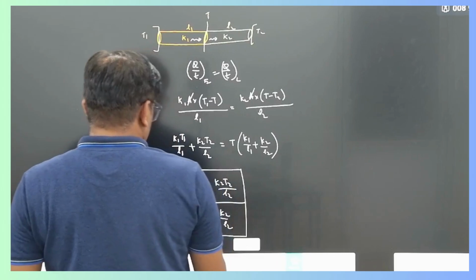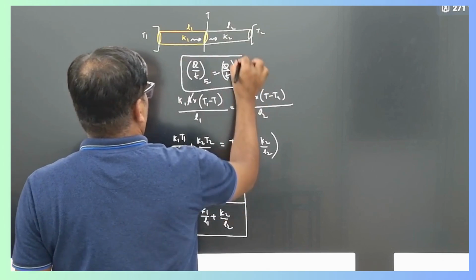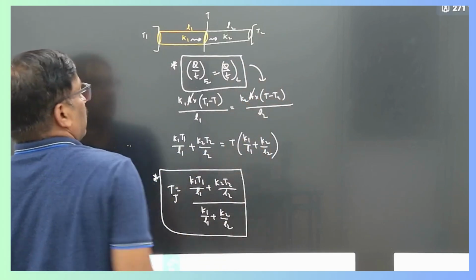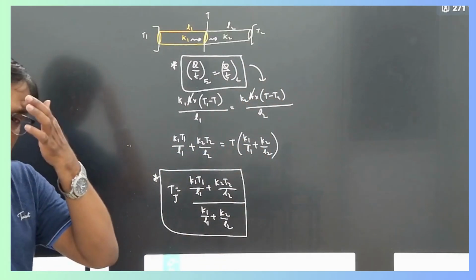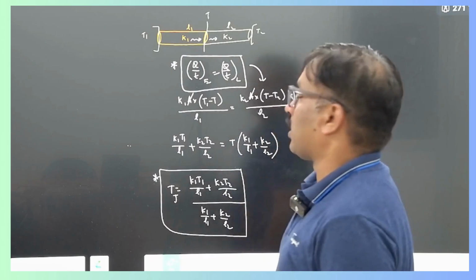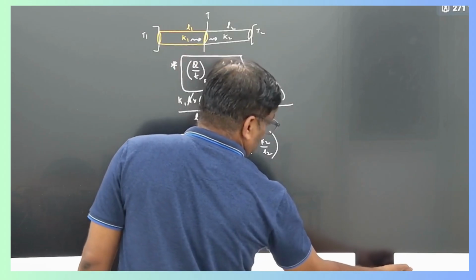Steady state condition is there. This steady state condition is the only important thing. If you are able to write it, then you can write these formulas and simply solve it. So instead of remembering the formulas, don't remember the formula. This is junction temperature.